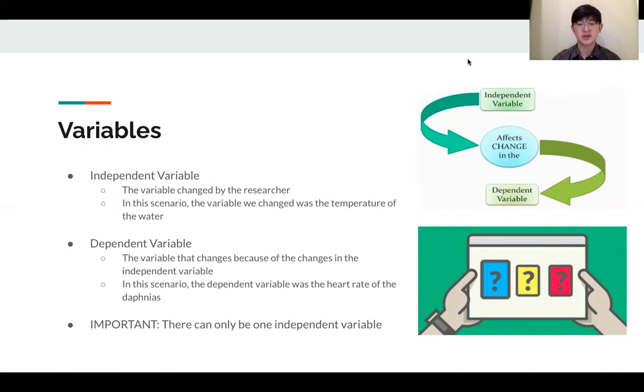The important point here is that there can only be one independent variable, and that's because if we change too many things around, we're not going to know what causes the change in the end. For instance, if we change both the temperature of the water and the volume of the water and saw a decrease in the heart rate, we're not going to know if it was the temperature change or the water volume change that really caused the change in heart rate. That's why in every scientific experiment, it's really important that you only change one thing at a time.